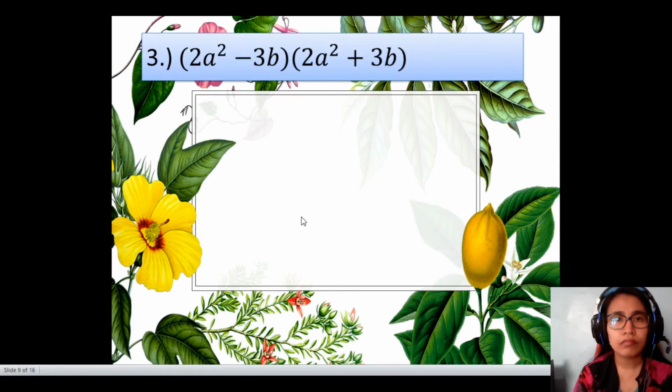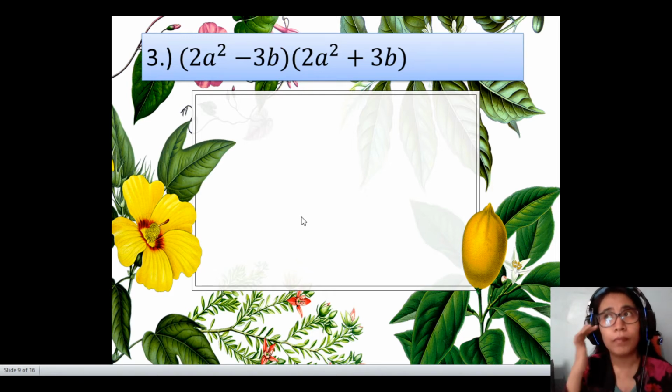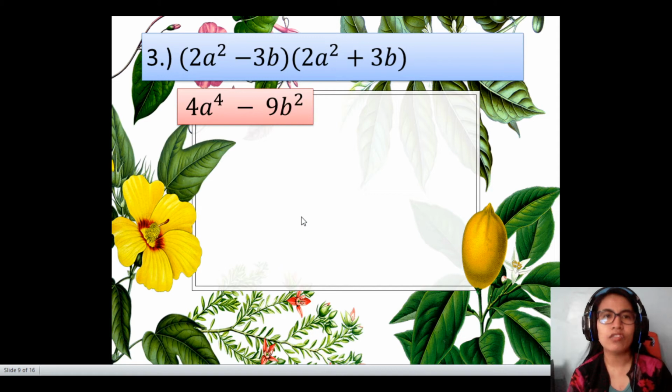Next, another example. We have 2a squared minus 3b times 2a squared plus 3b. So just multiply the 2a squared to 2a squared, and that will give us 4a to the fourth. So it does not always give us the squared. It depends on the given question. Since it is squared times squared already, your answer now is 4a to the fourth. Then multiply the negative 3b to positive 3b, which gives us negative 9b squared. So that's your answer, 4a to the fourth minus 9b squared.